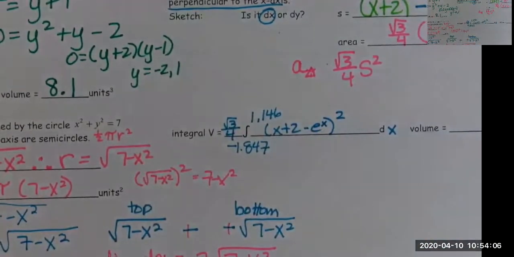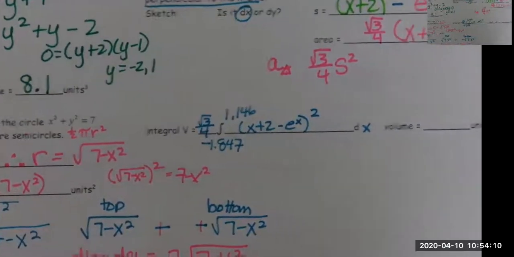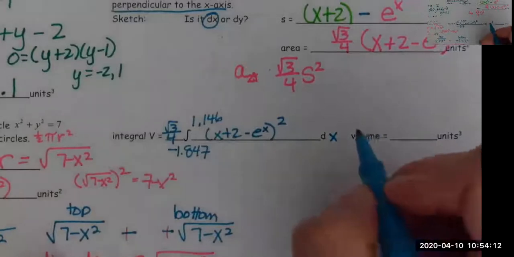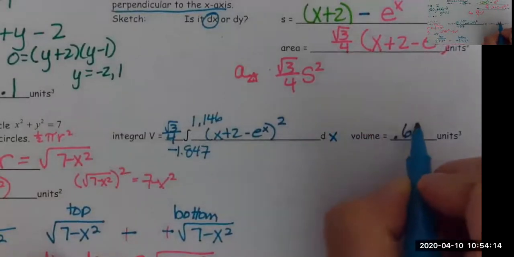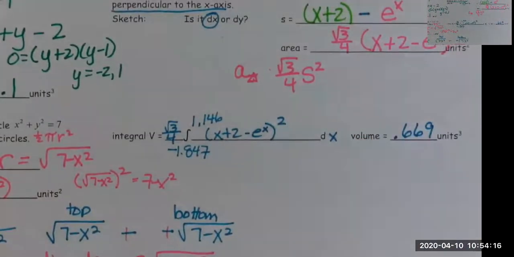Okay, take a minute, hit the pause button, and you type that in. All right, you're back, and that is 0.669 units cubed.